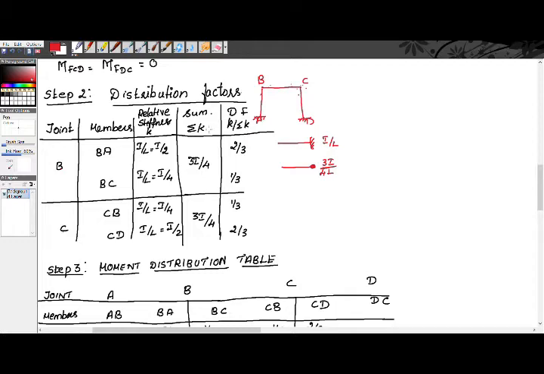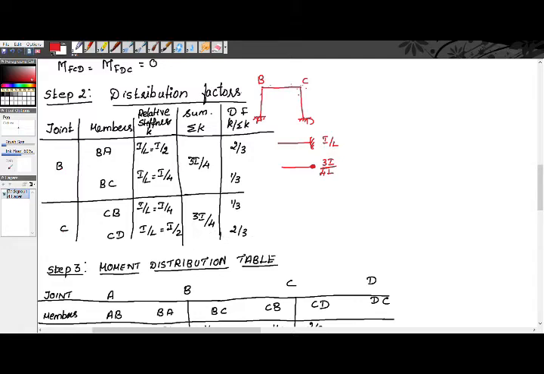Then we take the summation of K. So I by 2 plus I by 4 we get 3I by 4. Here also I by 4 plus I by 2 we get 3I by 4. Now distribution factor is K by sigma K. I by 2 divided by 3I by 4 we get 2 by 3. I by 4 divided by 3I by 4 we get 1 by 3. Similarly at joint C for CB, I by 4 by 3I by 4 we get 1 by 3. I by 2 divided by 3I by 4 we get 2 by 3.